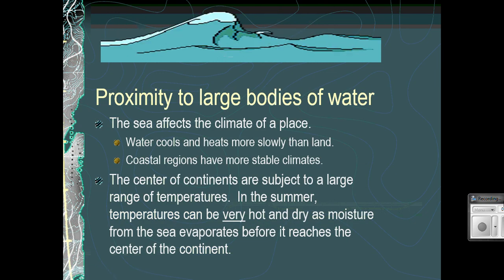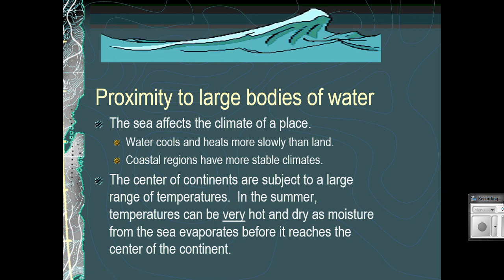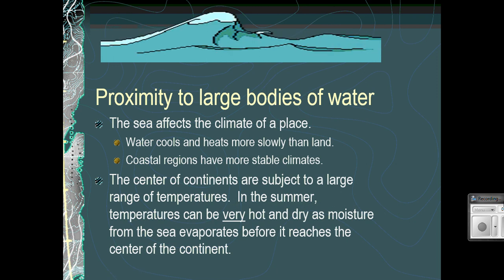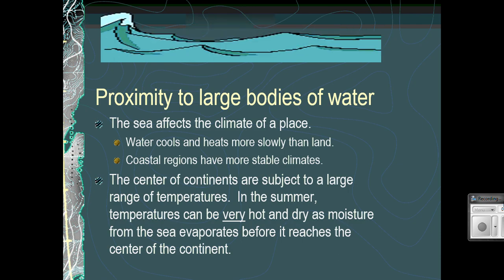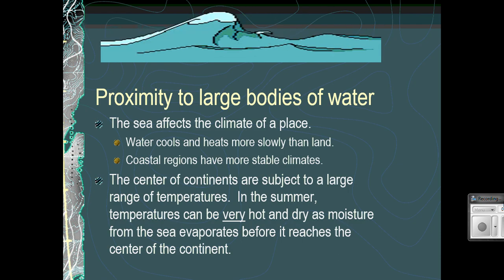Our next factor we're going to look at is the proximity to a large body of water. What this just means is how close you are to a large body of water. And we're talking about like an ocean or the Great Lakes. We're not talking about like Lake Pleasant. That's not a big enough body of water to make this difference.